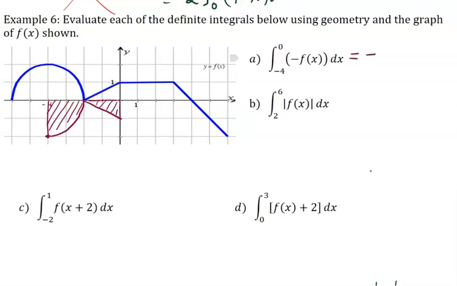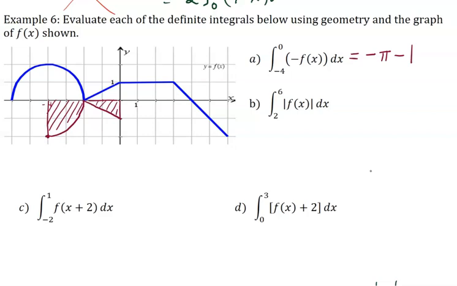So this is going to be the opposite of, and so this is a circle with a radius of 2, so the full circle would have an area of 4 pi, but we have a quarter of that, so it's just pi, and then minus this triangle is 2 by 1, so 1/2 times 2 times 1 is 1. So negative pi minus 1 is the value of this definite integral. Okay? And if you want to sketch graphs, that's great.